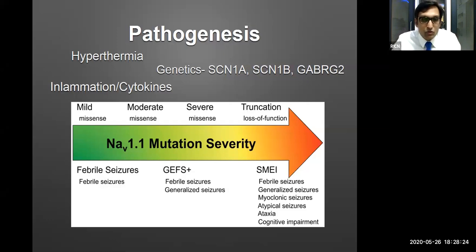This wonderful cartoon shows, if you're at the mild end of a sodium channel mutation, you get febrile seizures. Then you can move on in severity, and there are febrile seizure syndromes. So basically, if you've got a moderate or severe mutation, you get GEFS plus. So that is, within the family, you have febrile seizures, you have afebrile seizures, or just afebrile seizures. And at the end, if you've got a very severe form of febrile seizure syndrome, then it's SMEI, which is severe myoclonic epilepsy of infancy, which is a very, very interesting condition. And children present with a combination of febrile and afebrile seizures, and the management is totally different.